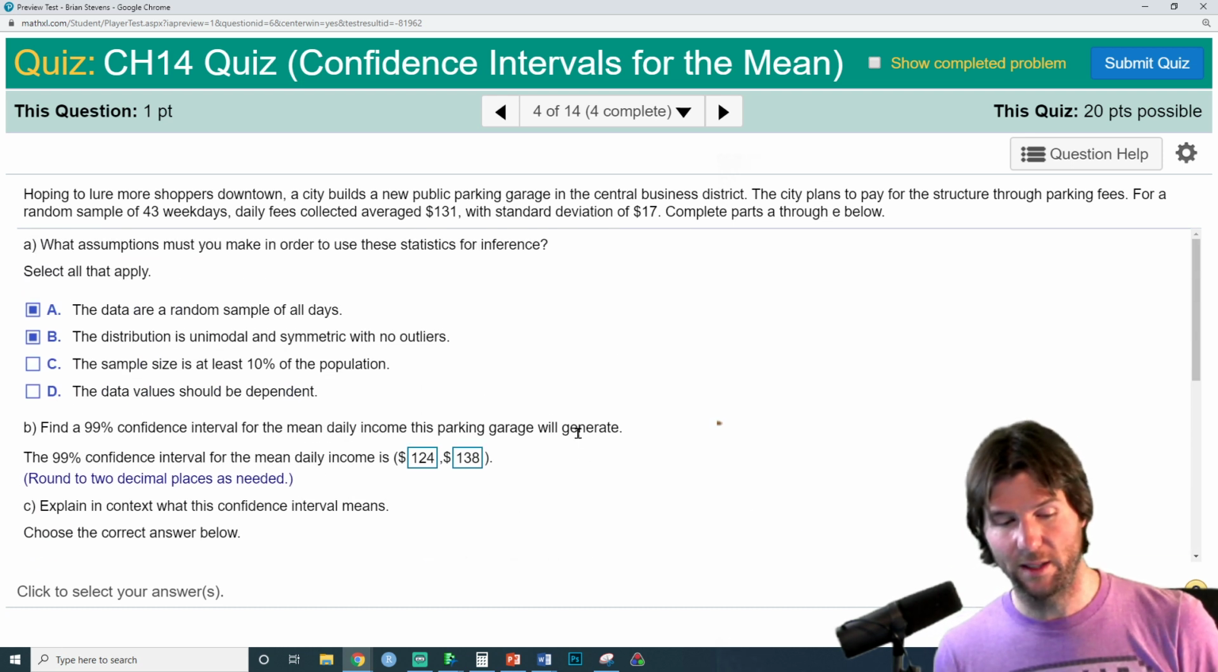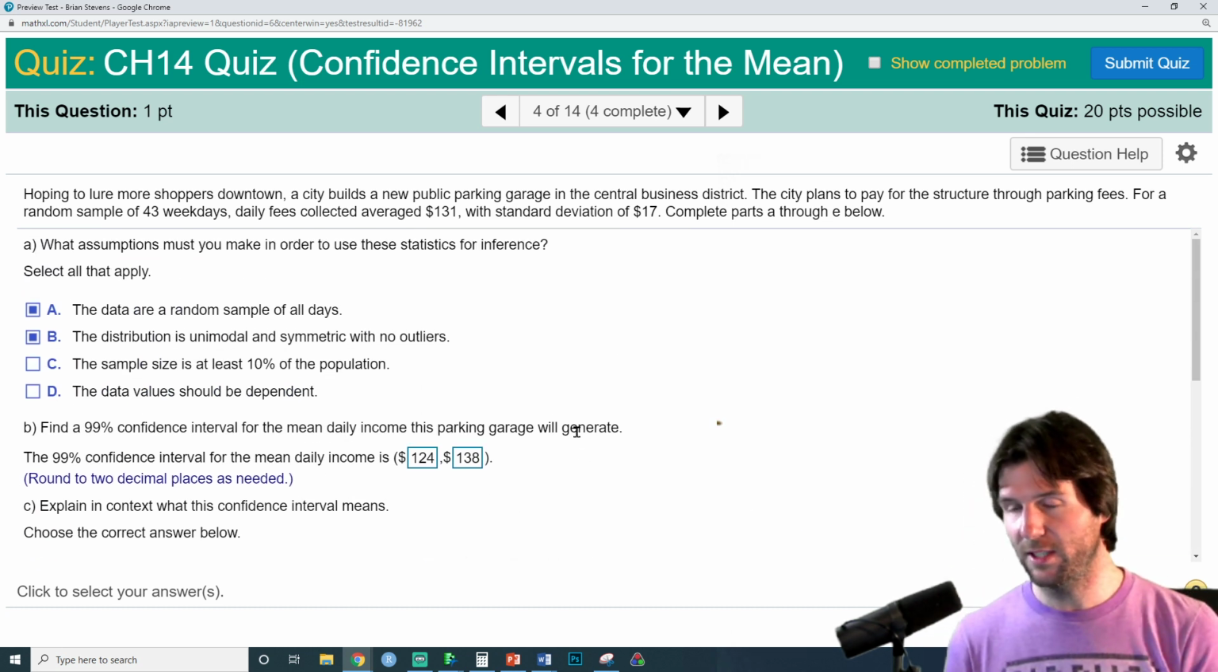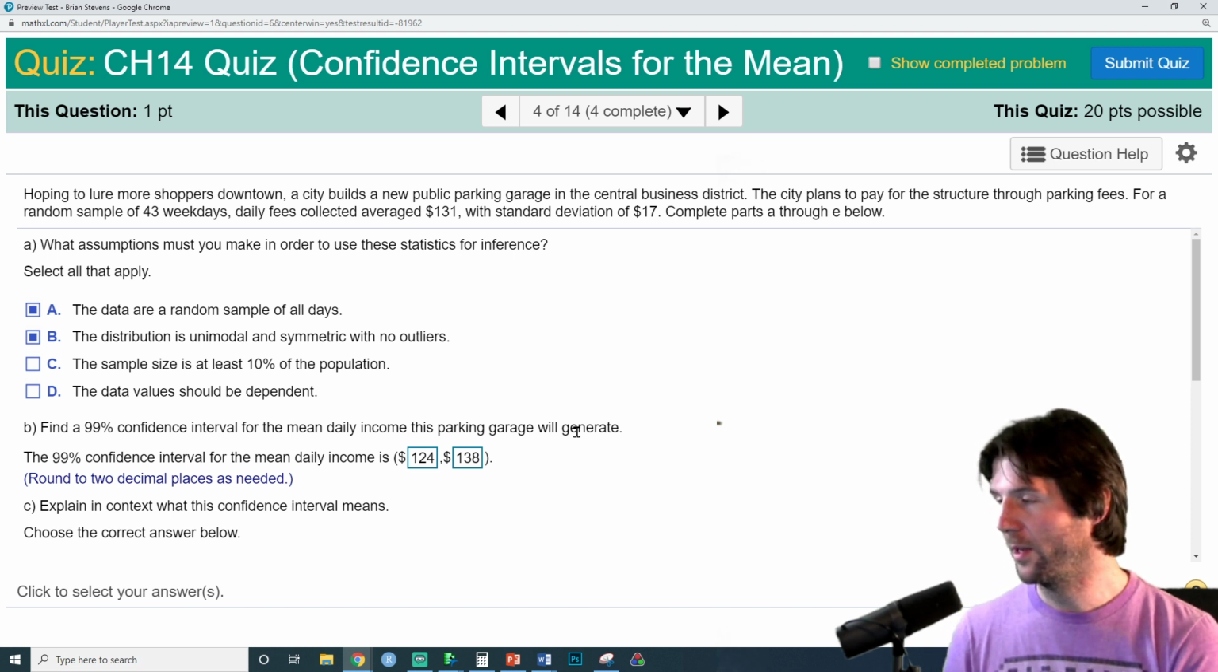Because 125 was in the confidence interval. Does that make more sense there, Daniel? We're going to hop over to Ashton's question here. But does this one make a little bit more sense?